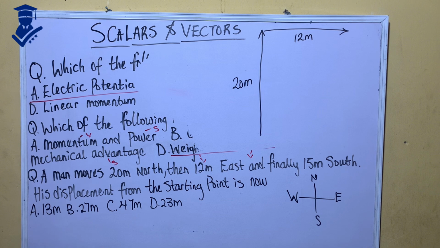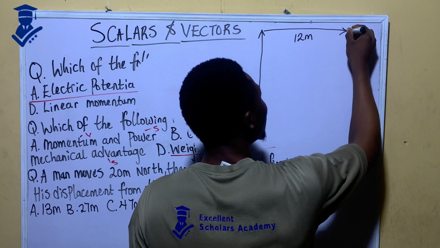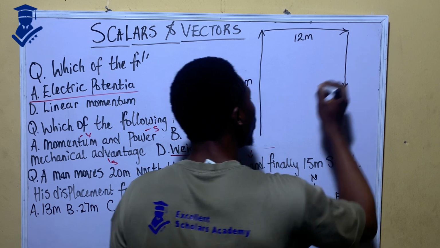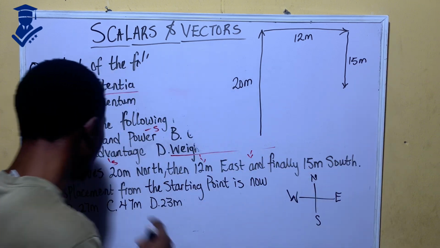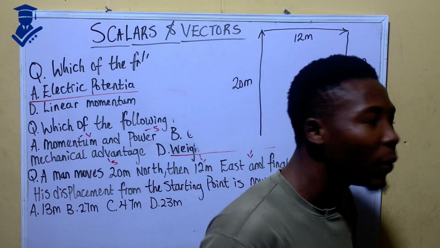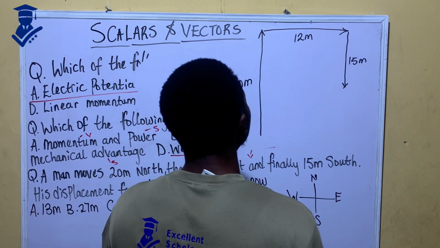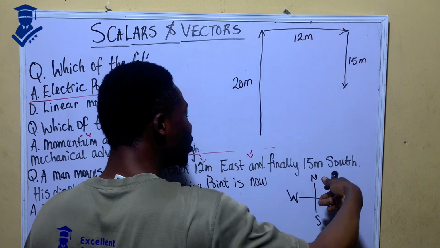And finally 15 meters south, which is in this direction. It should not be too long. This is 15 meters. Now, we're asked for the displacement from the starting point. This is where it started, then it moved north, then it moved east, then it moved south.